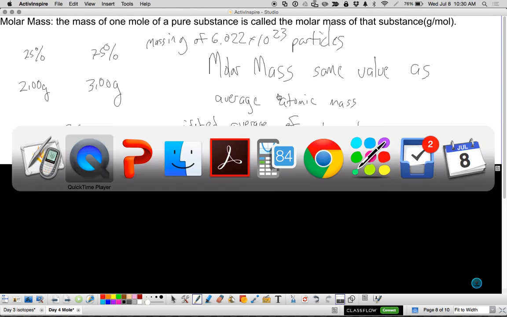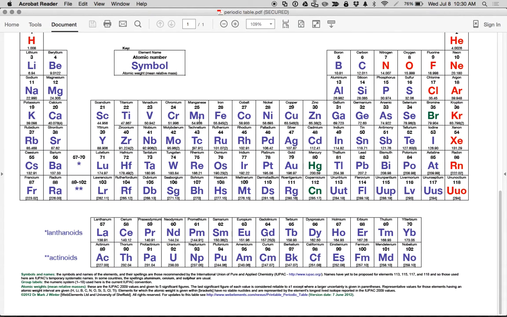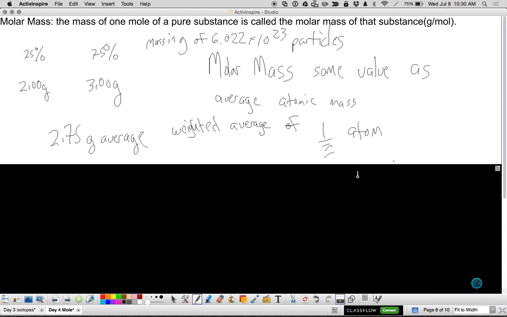But that also means that I can go to my handy dandy periodic table and say that these numbers under here are also molar masses, okay? Sometimes molar mass is also called atomic weight, or molecular weight for larger compounds. But I'm just going to stick with molar mass because that's always true, all right? And you see that molar mass has units of grams per mole.